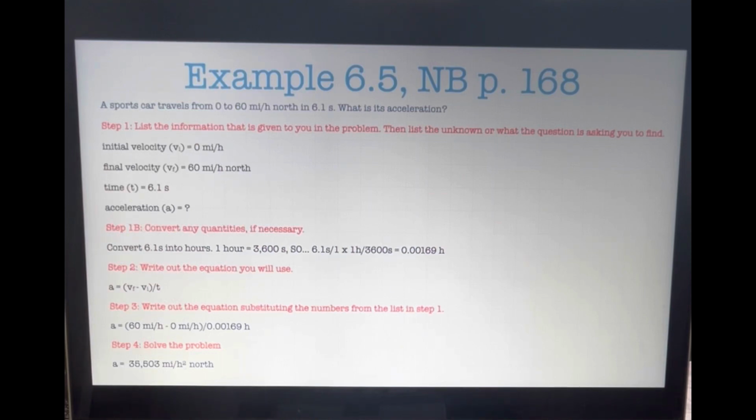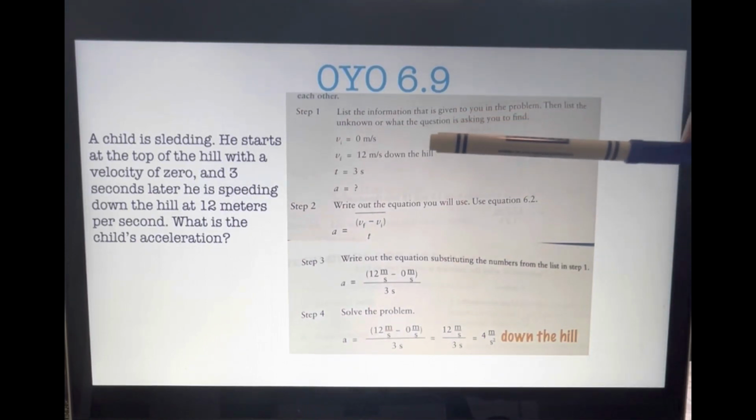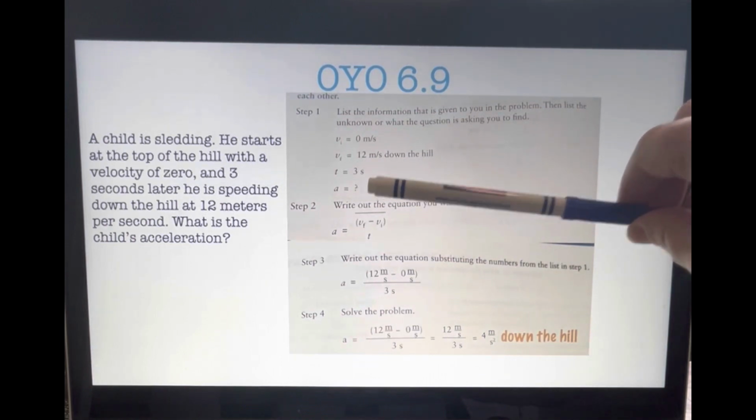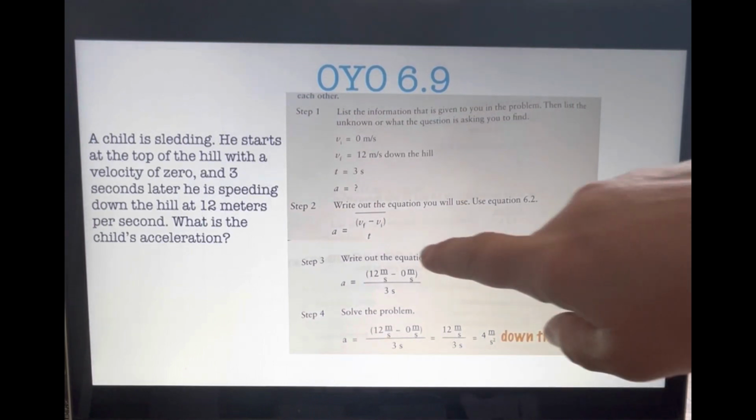problem. All right, on your own, 6.9. A child is sledding. He starts at the top of the hill with a velocity of 0. 3 seconds later, he's speeding down the hill at 12 meters per second. What is the child's acceleration? All right, we listed what we know. We're trying to find the acceleration.